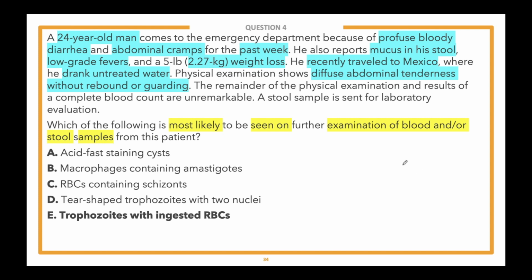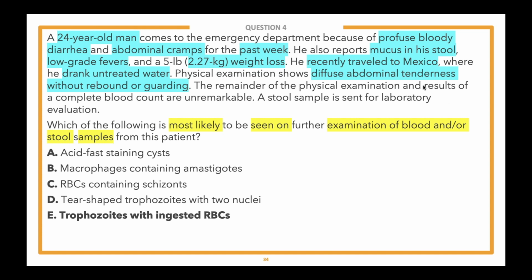Answer choice C, red blood cells containing schizonts. That's probably getting at an infection with Plasmodium species like malaria. This patient doesn't have recurrent anemia, chills, or flu-like symptoms, so that's unlikely. Answer choice B, macrophages with amastigotes. Remember I said there's a couple things you should think about when you have macrophages with engulfed bugs. One would be histoplasmosis. The other is leishmaniasis. Patients with leishmaniasis can have anemia, weight loss, ulcers, not really a diarrhea type picture.